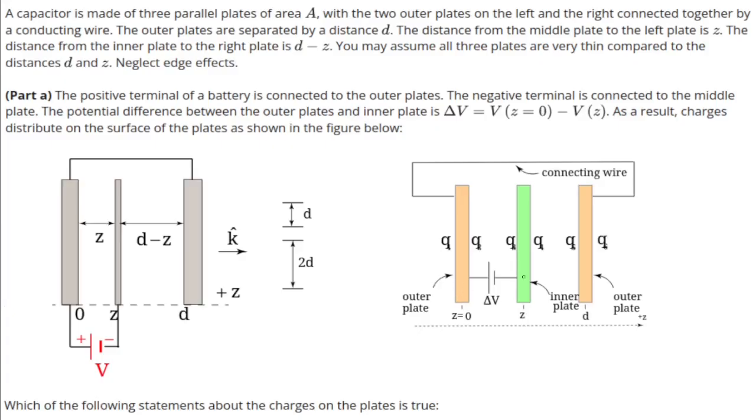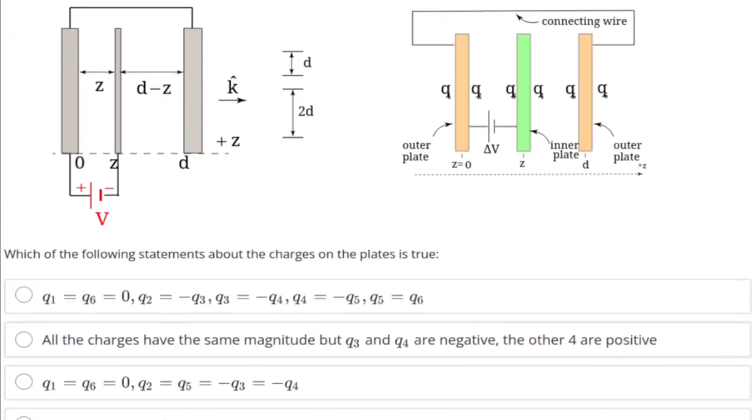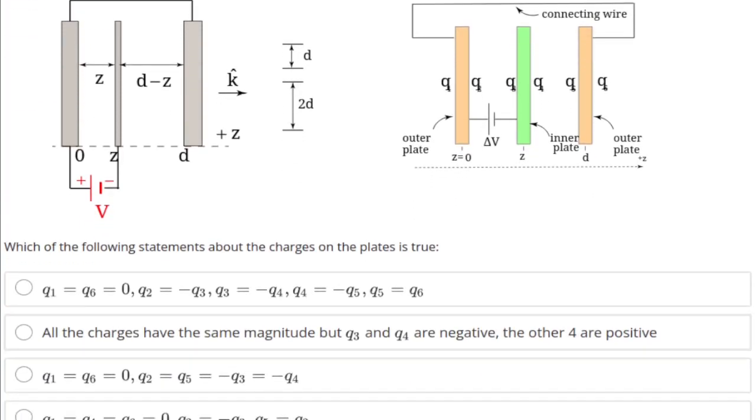So as a result, the charge is distributed on the surfaces of the plates as follows. So we have Q1, Q2, up to Q6. And we're asked which of the following statements is true about the charges on the plates. Well, let's simplify the problem first by initially considering that this connecting wire is not there.